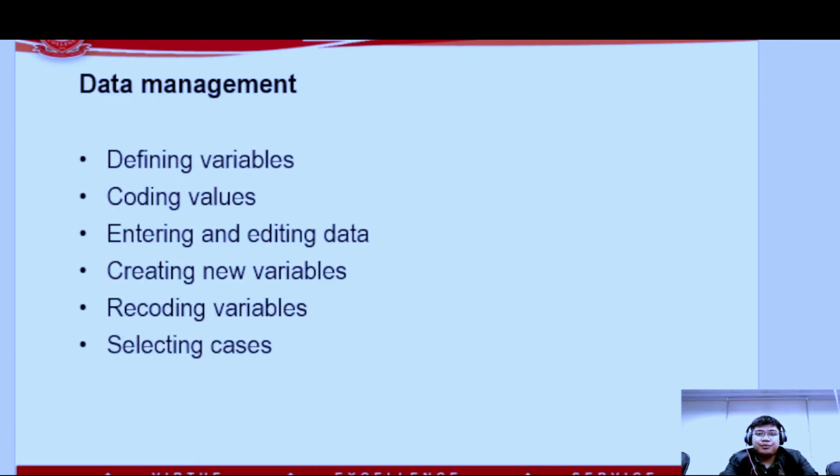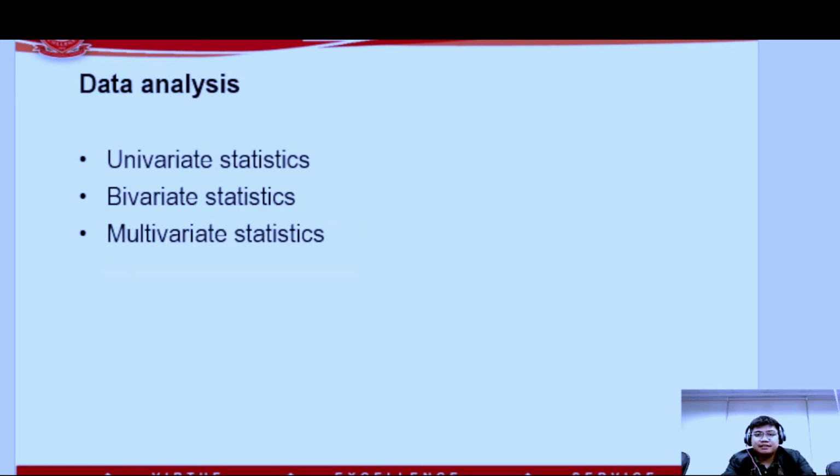So for data management, the list sets out the major components of data management that we will cover. Number one, defining variables, coding variables, entering and editing data, creating new variables, recoding variables, and selecting cases. On the other hand, for data analysis, we have the following: univariate statistics, bivariate statistics, and multivariate statistics.